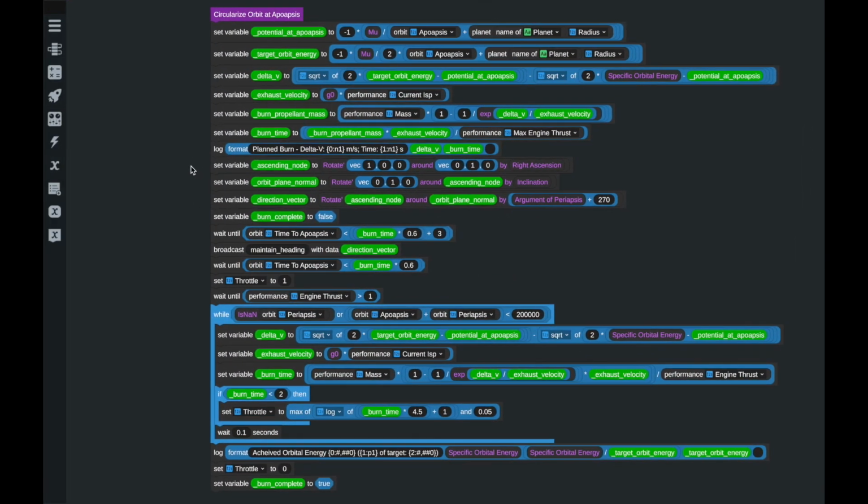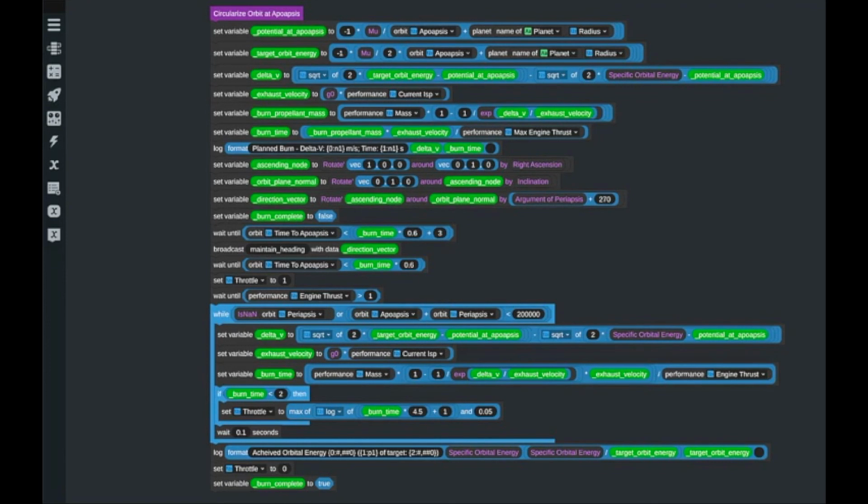Getting back to our code, once we've computed the defining characteristics of our burn, we wait until we are 60% of our burn time plus 3 seconds from our apoapsis, and then we broadcast a message that initiates an event receiver that will maintain our desired orientation throughout the burn. The 3 seconds are to give the craft enough time to get into the correct orientation. Then, at 60% of our burn time to apoapsis, we start our burn.